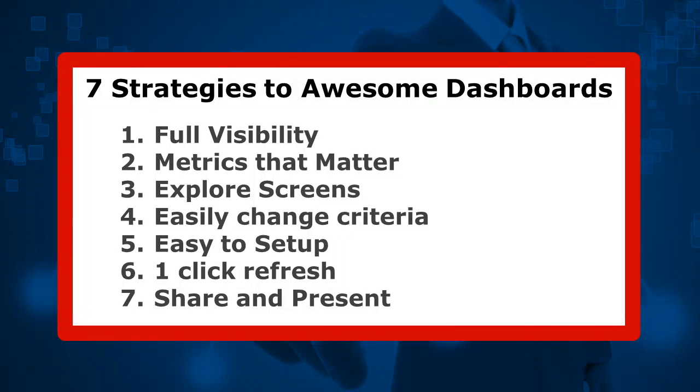And in summary, we have 7 strategies for awesome dashboards. The first is full visibility. You want to use a portfolio of charts so that they can see more information than they ever wanted to see. You need metrics that matter, so at a glance you can see whether you're on track or off track. You want explore screens where you can slice information to understand the why of what's going on with your business. You want your users to be able to easily change their criteria for self-service business intelligence. It needs to be easy to set up in minutes rather than days. Your users want one click to refresh and have that refresh nearly instant. And finally, easily be able to share and present the information.